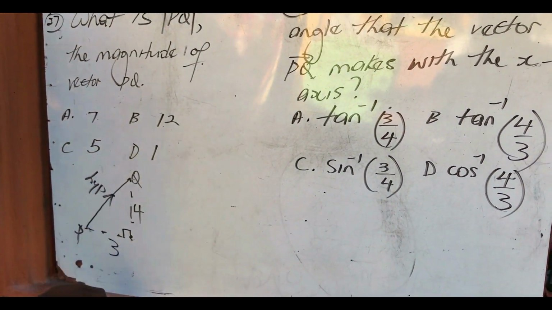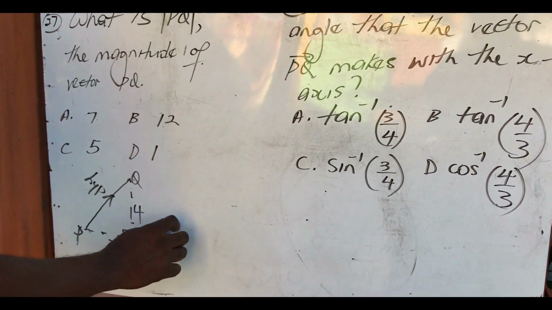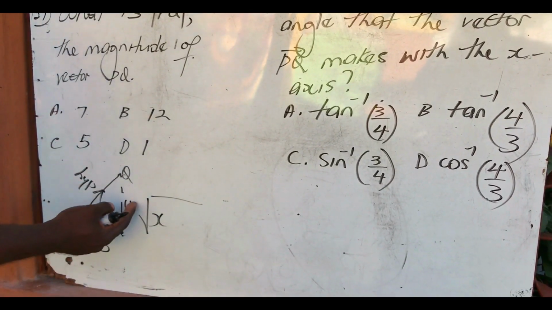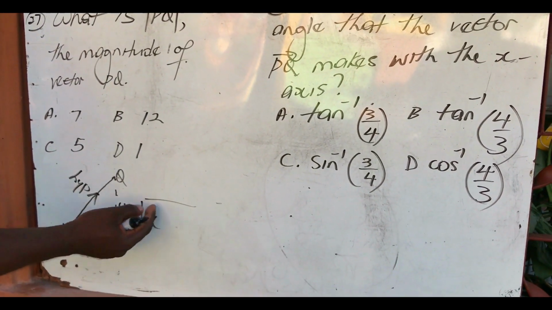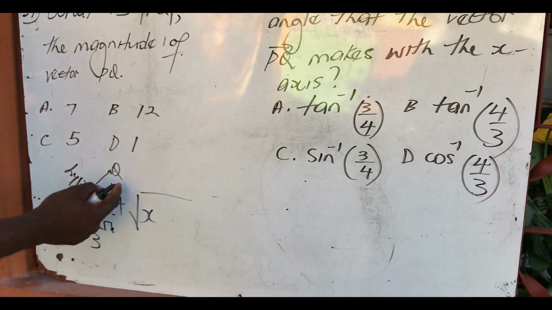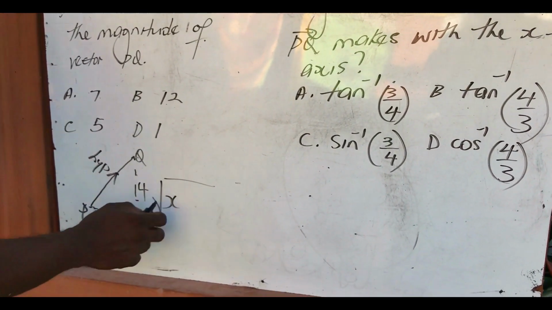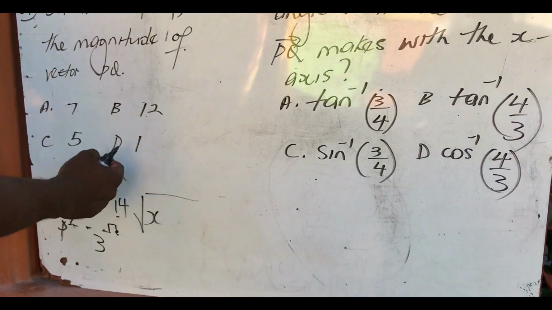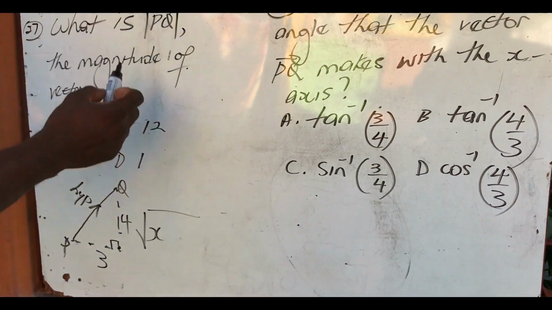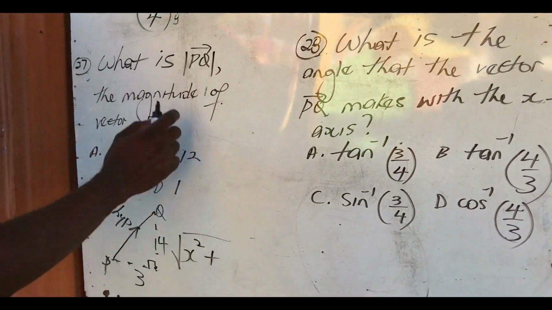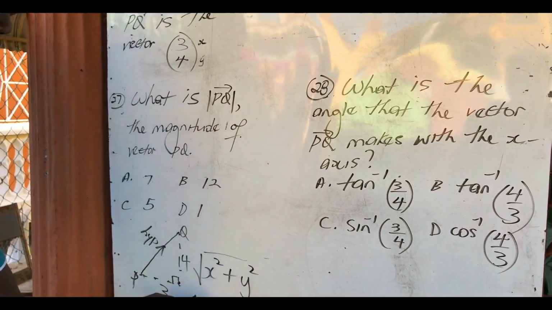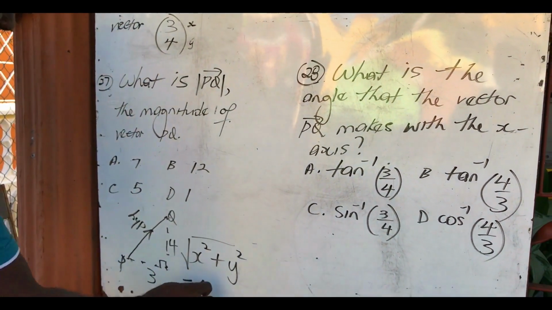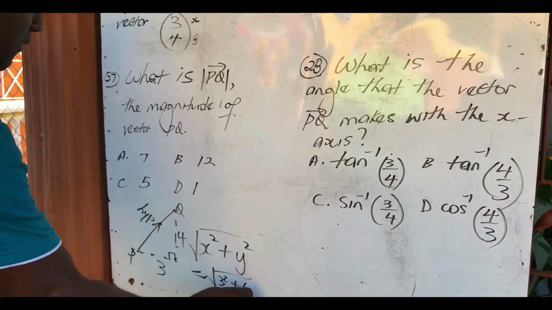And so to determine the hypotenuse, it's really the square root of the sum of the squares of the two sides. So it's really the square root of the sum of 3 squared and 4 squared. In fact, the magnitude of a vector is the square root of x squared plus y squared. So all you simply do is find the square root of 3 squared plus 4 squared.